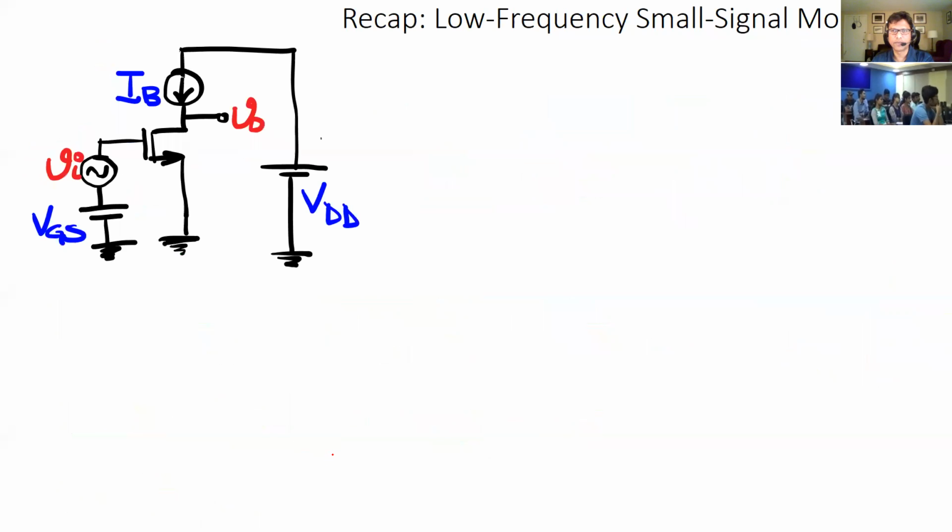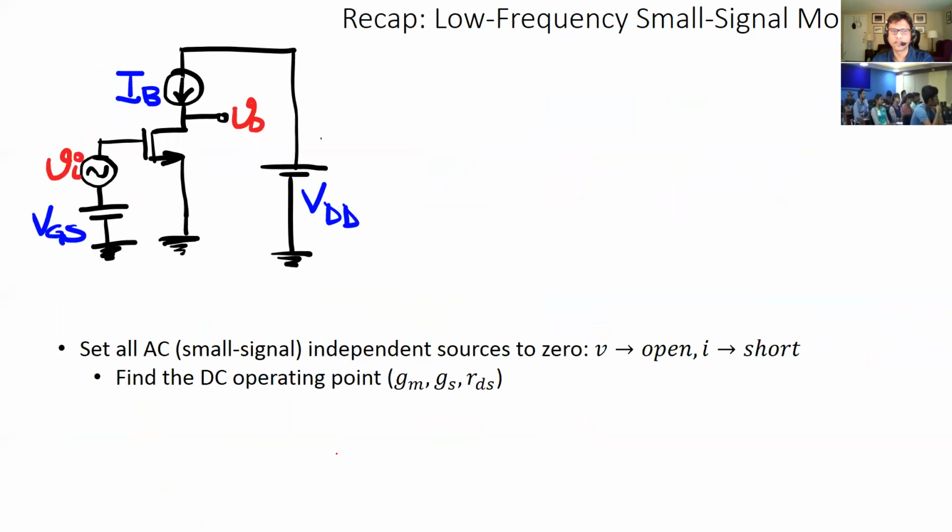So just to recap how to do a low frequency model. If you have a circuit like this, for example, here I've shown you a VGS bias, and on top of that, you're giving a small signal, which I said is a music signal or whatever signal you're trying to amplify or measure. Because of this VGS, you'll have a certain drain current, which I call I bias.